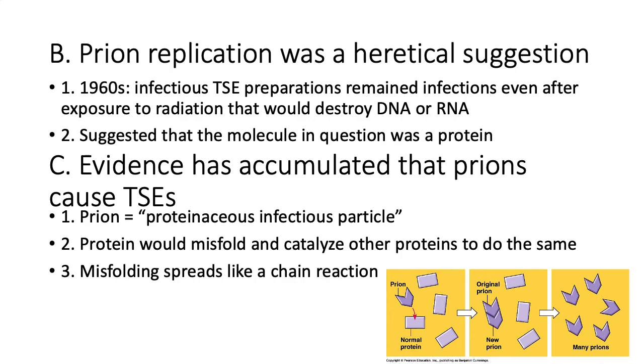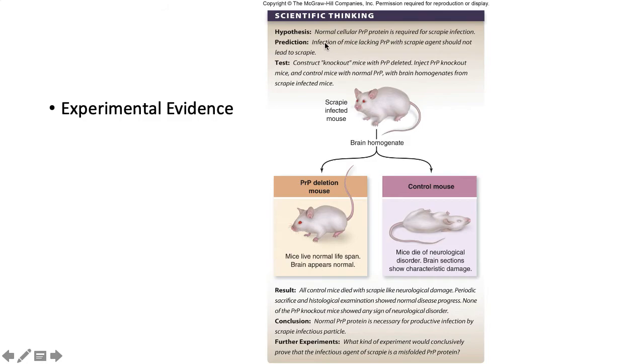Okay, so here's the experimental evidence. For the hypothesis, they have this PrP protein, which stands for the normal prion protein. If mice do not have the normal prion protein, then they are immune to TSE infection. And if they have the normal prion protein, then it's disease causing. So when they took out the PrP gene in mice, they lived normal lives, and their brains appeared normal. But when they didn't take out the gene, the control mice died. So they're like, okay, it's the PrP protein that's causing these TSE infections.